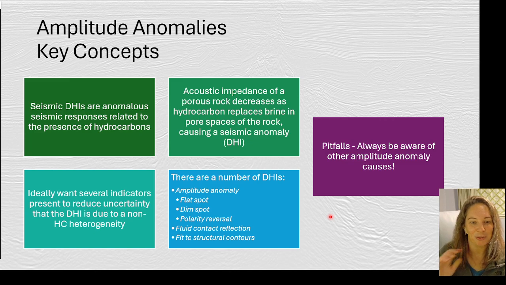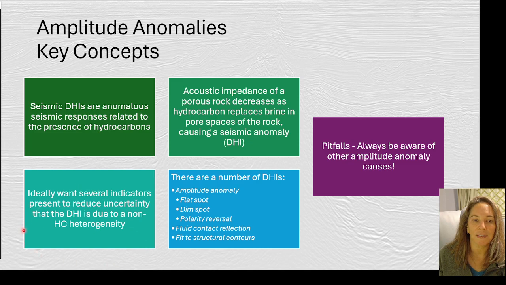Okay, let me just wrap up with a few key amplitude anomalies concepts. Seismic DHIs are typically anomalous seismic responses that can be due to the presence of hydrocarbon. We call them indicators, not definite indicators. DHIs are just indications that possibly there are hydrocarbons there, so something to keep in mind. A lot of them are due to that acoustic impedance difference when you have gas in the pore space rather than brine, or oil as compared to brine.